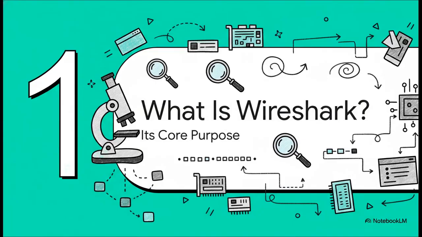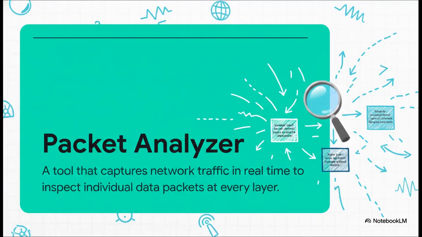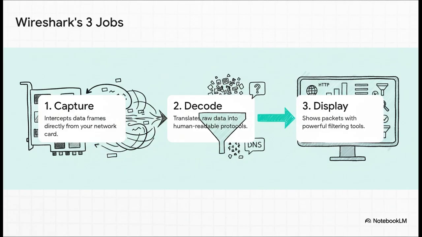So what even is Wireshark? Honestly, the best way to think about it is as a microscope, but for your network. It lets you zoom way in on the tiniest little components of your digital traffic and see them in just incredible detail. Its official name is a packet analyzer, and that's exactly what it does. It intercepts the data flowing on your network live as it's happening and lets you pull any single packet out of that stream to see exactly what's inside, from the lowest level hardware stuff all the way up to the actual data. Wireshark's job really boils down to 3 simple steps.